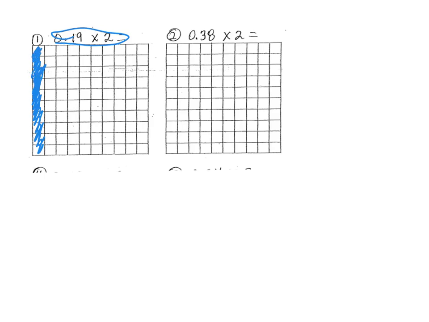If I shade a column from the top to the bottom, that represents 10 hundredths, which essentially is the same thing as 1/10. If I were to count them individually, I just shaded 10. Now I'm going to go to my next column, but this time I'm only going to shade 9 of them. That's because if I'm making a model for this problem, then I've got one group of 19 hundredths shown.